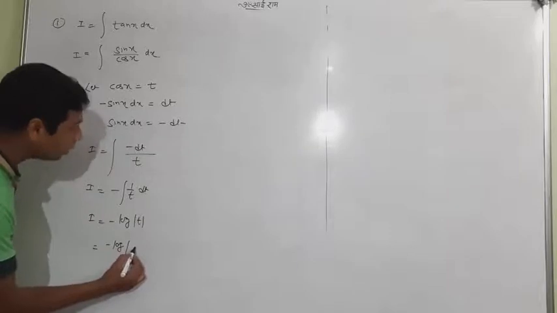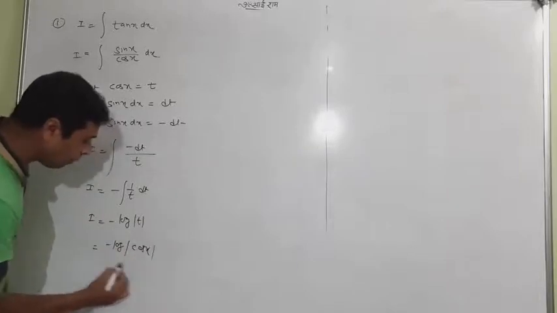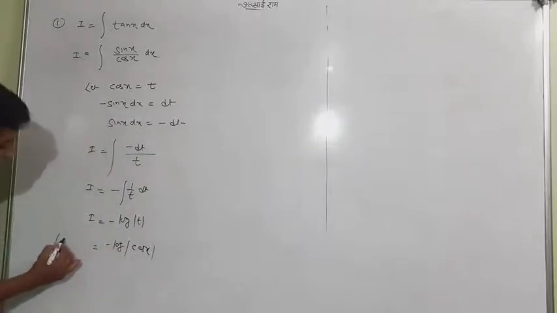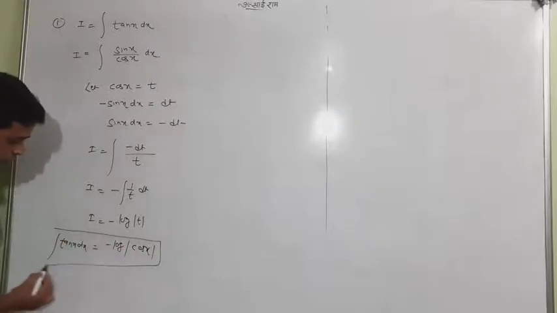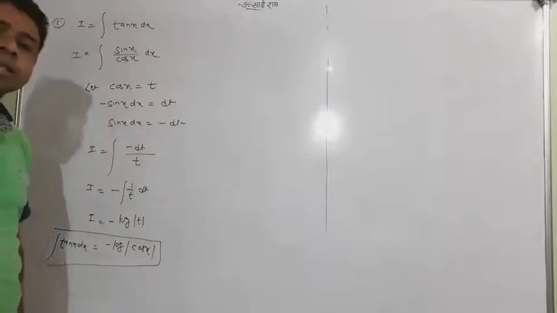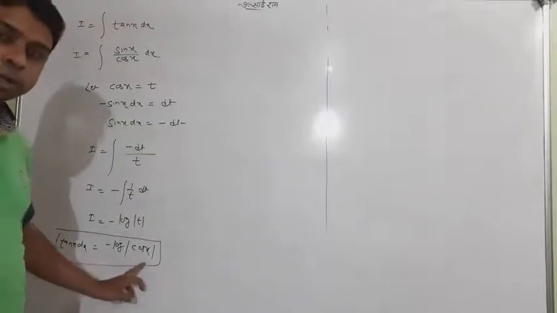Okay, now put in the values. Log, what is the value of t? t is equal to cos x. So you have got the formula of tan x. Now read this formula once again. This is the formula: integration of tan x is equal to minus log mod cos x.